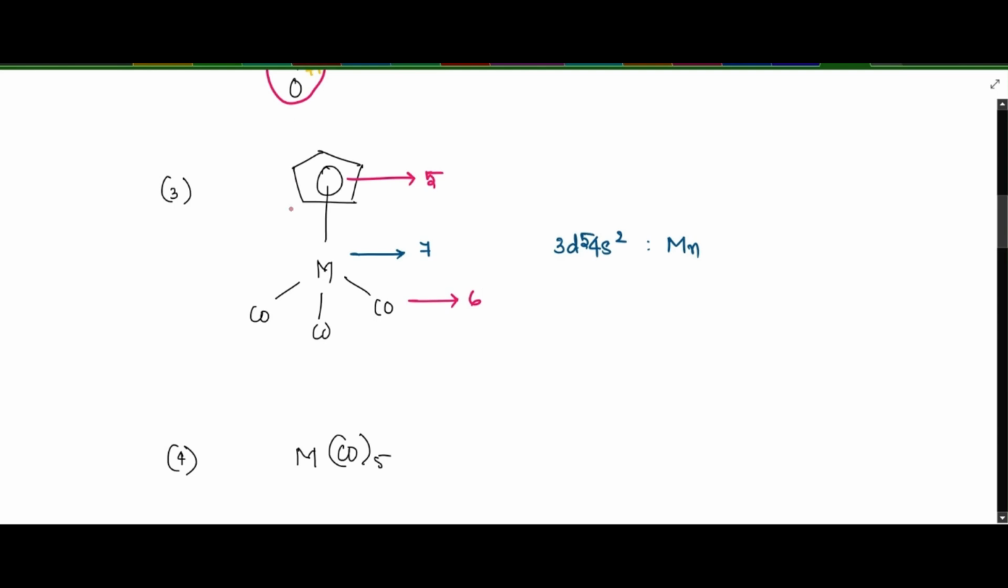What would be the oxidation state? Cp is -1 and the carbonyl is neutral, so the charge on this complex is going to be +1. Manganese is in the +1 oxidation state. Okay, good. Can you try it with the oxidation state? Next one, easy.